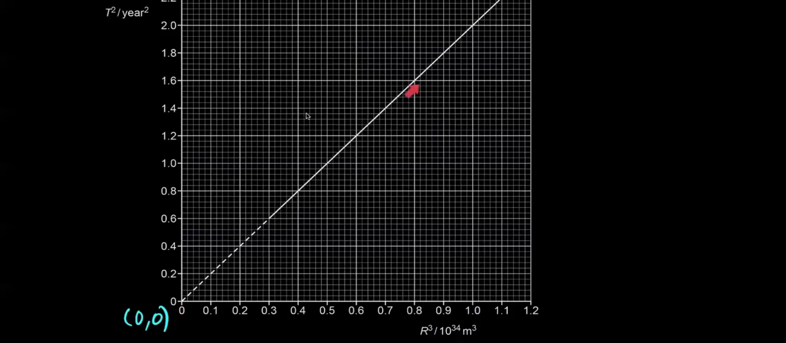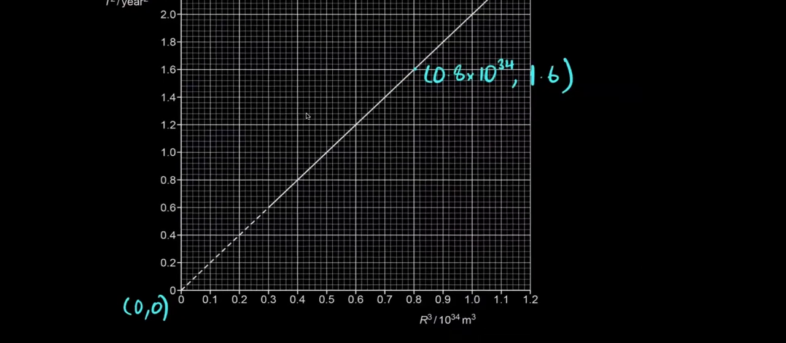And now to calculate the gradient, I just need one other point. So this point seems neat. We can just work with this. So this point is going to be 0.8 into 10 to the 34. And the problem is the time corresponding to this coordinate. Let me just mark this here. So this time is 1.6 year squared, right? So for now, let me just keep it as it is, and later I'm going to be converting these years to seconds as well.